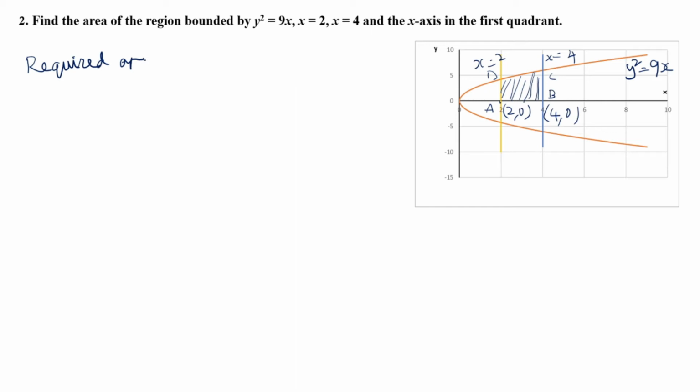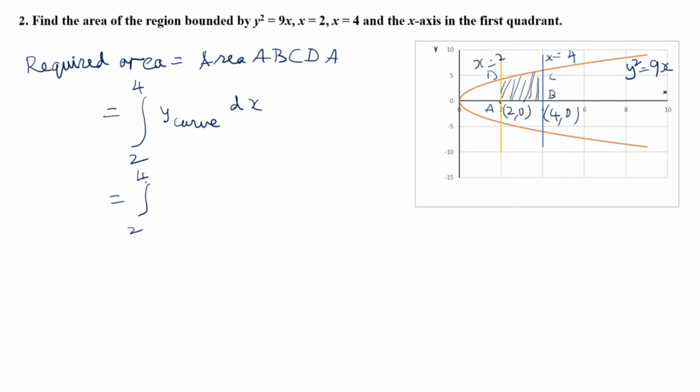Required area is equal to area of A, B, C, D, A. So that is equal to integral. Here x varies from 2 to 4. So integral 2 to 4 y curve dx. So this is equal to integral 2 to 4. Here y is 3 root x into dx.